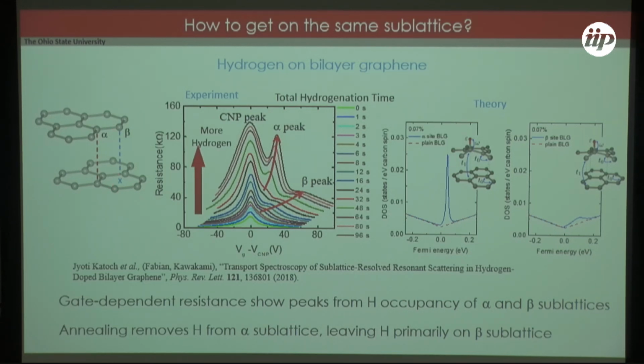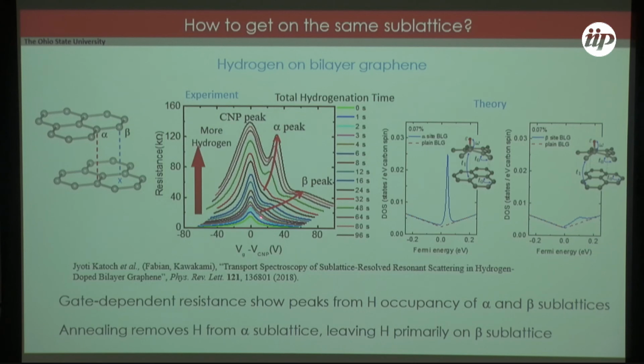And I think Palacios, maybe some of these folks, had the first ideas about this, and we thought we would try it out. And when we did these kind of studies, we basically put on hydrogen for a certain amount of time, and we measured the resistance. And then we put a little bit more, and we measured the resistance.